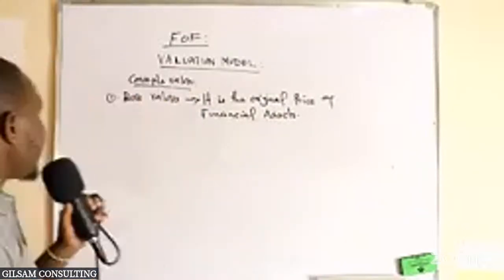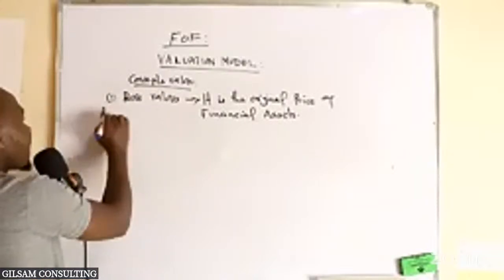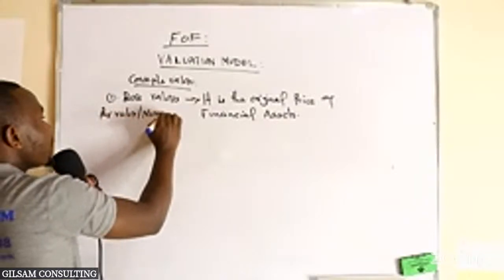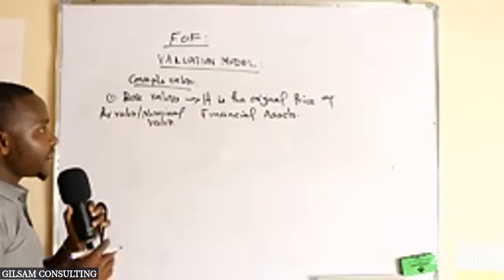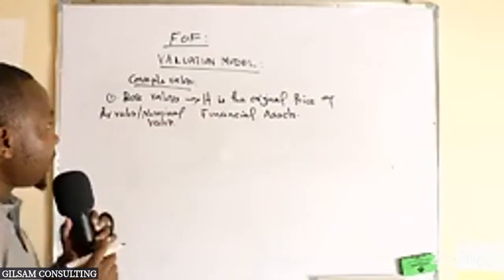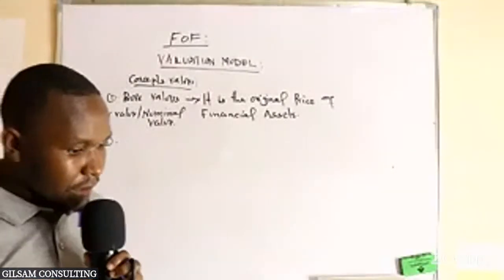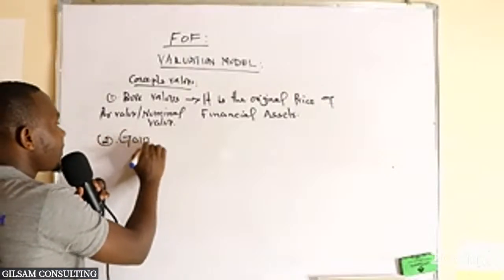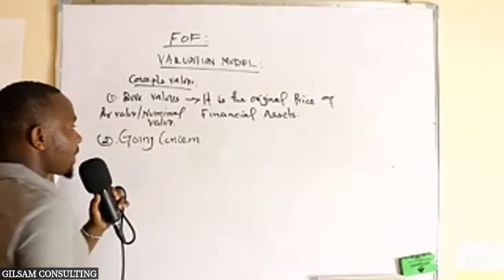Sometimes the examiner might use a different name. You will find another one uses par value, another uses nominal value. So all have the same meaning, which is the original price. Number two is the going concern. What is a going concern? We did this in financial accounting. What is a going concern?